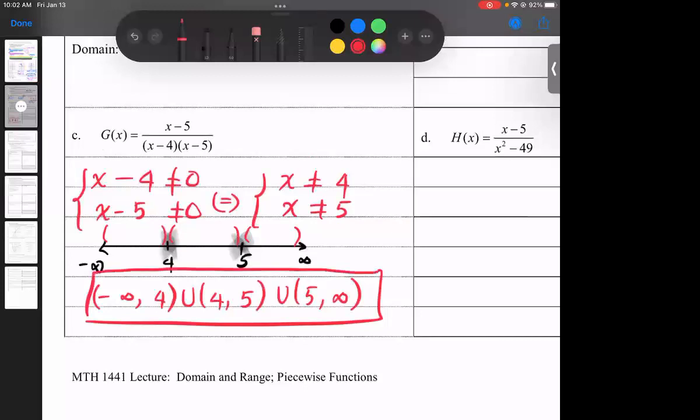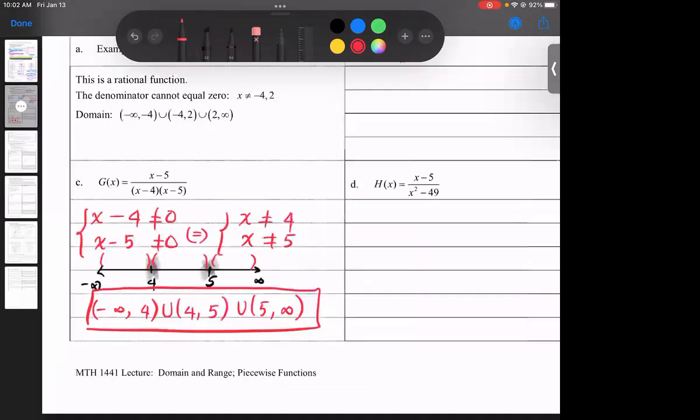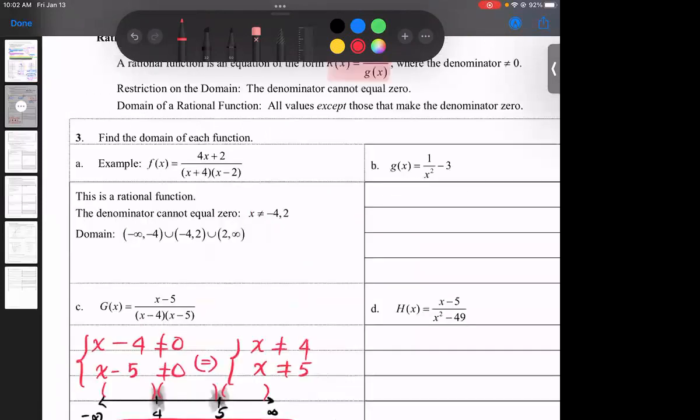So far, so good. A lot of time people kind of ignore the decimal between the counting numbers, but when we talk about real numbers, we're gonna count everything. Let's do B. Let's do 3B now.